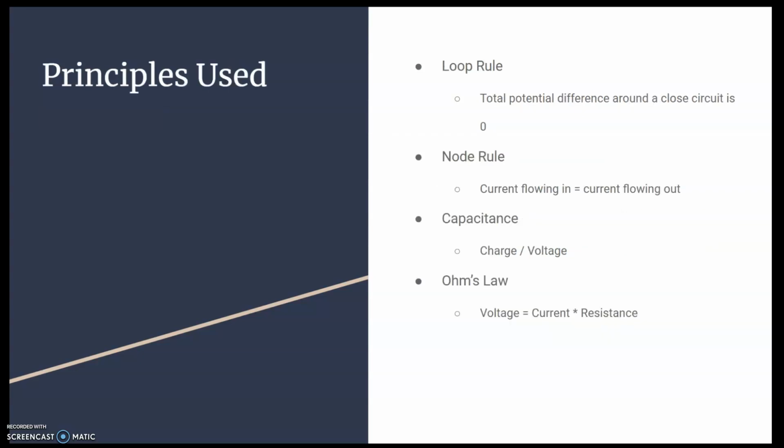Some of the principles used are the loop rule, which states that the total potential difference around a closed circuit is zero. The node rule, where the current flowing in is equal to the current flowing out. Capacitance, which is charge over voltage. And Ohm's law, which is voltage equals current times resistance.